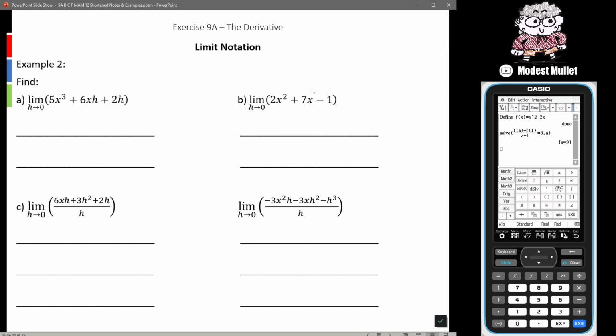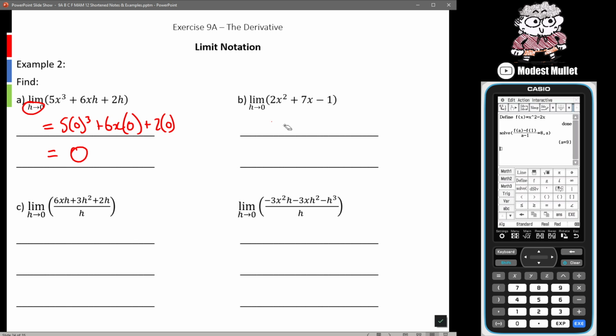Right, a whole bunch of notation. The first couple are pretty simple. We've got no denominator that we need to worry about factorizing out. So to solve a limit, we just substitute in. So this is going to be equal to 5 by 0 cubed plus 6x by 0, putting in h is equal to 0, plus 2 by 0, and that happens to be 0. Makes everything 0.